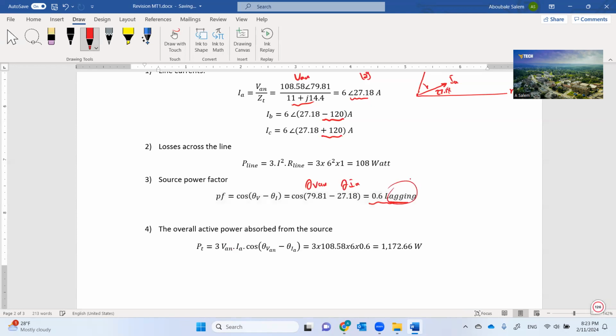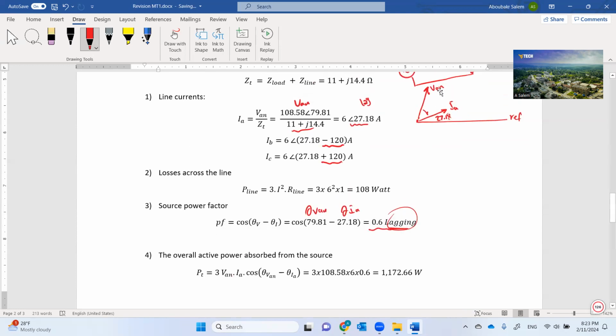You have to mention again what the type of the power factor. And we understood it's lagging because we drew already the phasor diagram here, and it's very clear that the power factor is lagging.